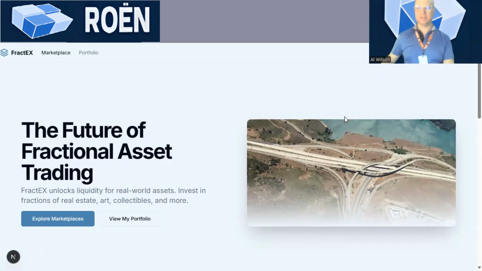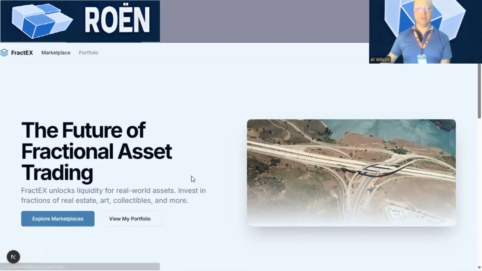Fracdex is our next on-chain native Roën app, and this is linked to StackVault, and it's a partner marketplace for buying and selling fractional assets. Fracdex is linked to StackVault for trading, buying, and selling. And the trading part is done on StackVault.